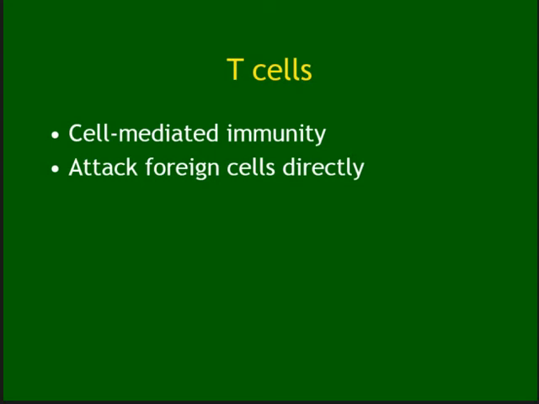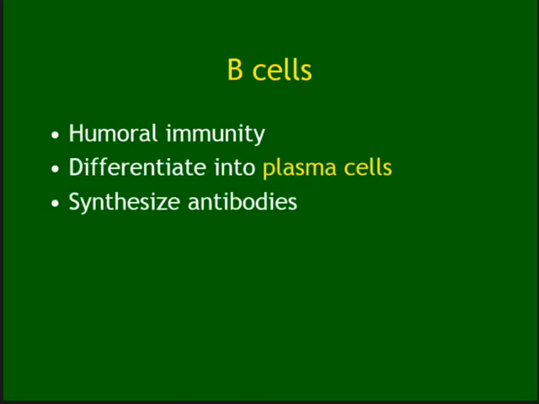So T cells, cell mediated, they fight by themselves. B cells, humoral, they fight through antibodies. Are we following so far? Any question? Did you get the difference? T cells, they fight by themselves, physically. They engage. B cells, they don't engage. They fight through antibodies, like a gun. They stay away and they produce their antibodies.